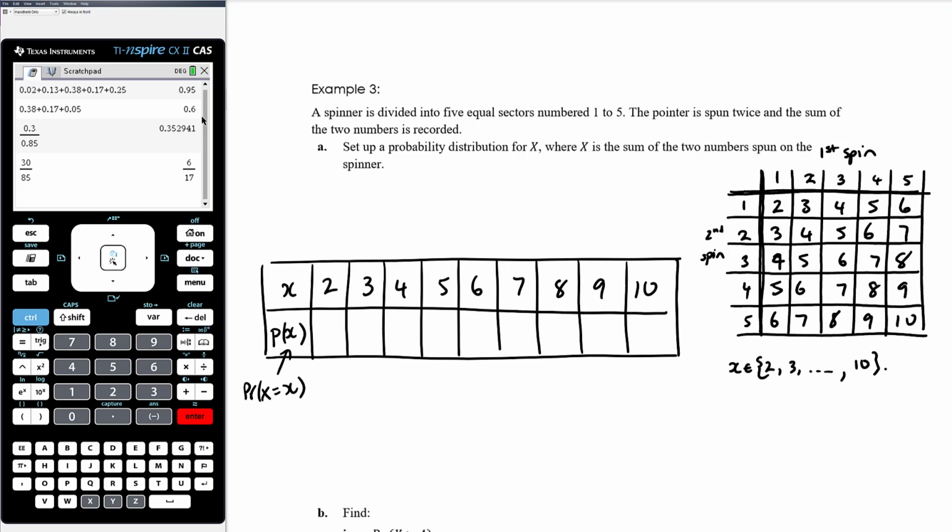And then we need the probability of each of those things. So we can see these from our table. There's one way of getting a sum of 2 out of the 25 possible spins that could happen. So that is going to be 1 out of 25. Probability of 3, that's 2 out of 25. 4, that's 3 out of 25. 5 is 4 out of 25. 6, you guessed it, is 5 out of 25, which will be 1/5.